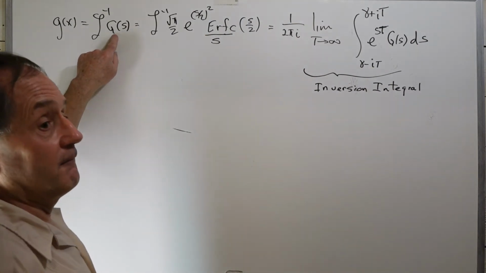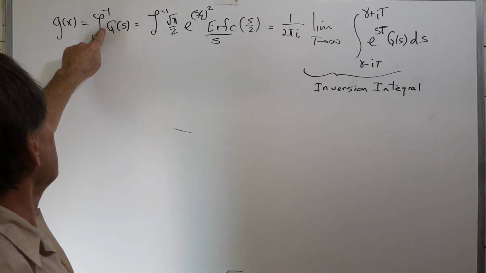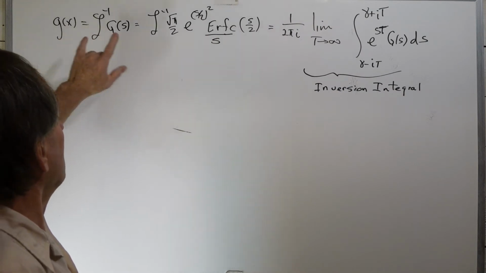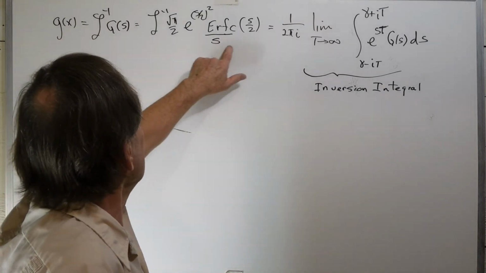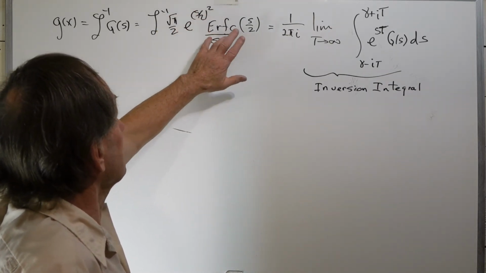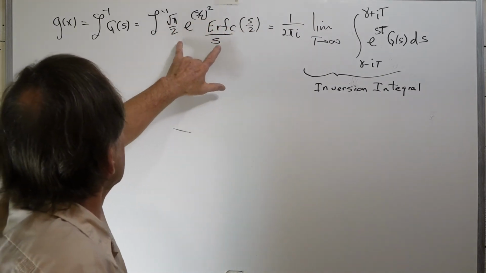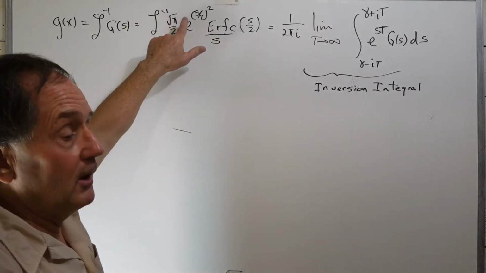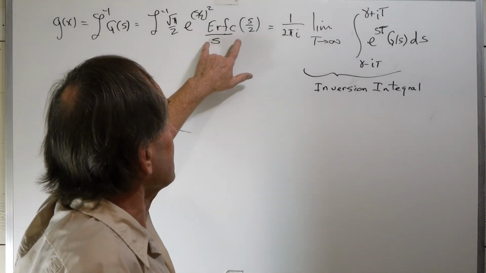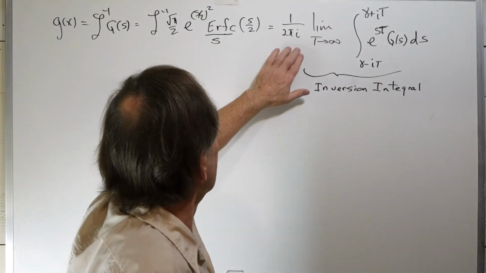Suppose we have a function g of s. We're in the transform space, and we want to take the inverse Laplace transform to get small g of x. Well, we had this function here, where we had pi over 2 times e to the s over 2 squared, the complementary error function of s over 2, all over s, and we need to take the inverse Laplace transform. We did that by using the table of transform pairs, but to compute it directly, you have to use what's called a contour integral in the complex plane.